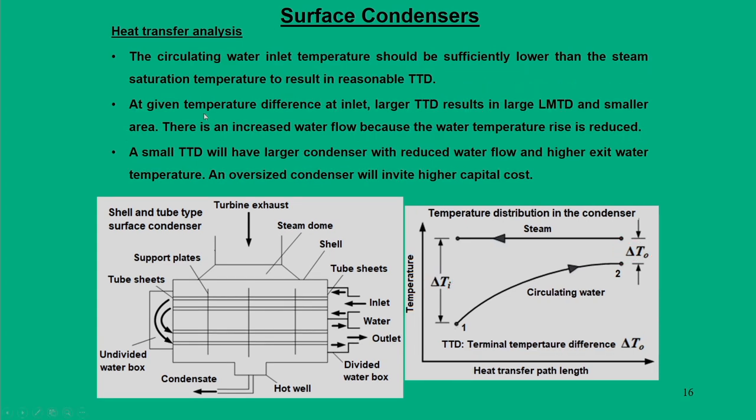The second important aspect is that at a given temperature difference at the inlet, a larger TTD results in a larger LMTD, smaller area, and an increase in the water flow, because the water temperature rise is reduced. A smaller TTD will result in a larger condenser area with reduced water flow and higher exit temperatures. And because of this larger size, our design is not perfect. We call this an oversized condenser, and it will invite higher capital cost. So, in condenser design, this TTD is very vital in designing various components of the condensers.